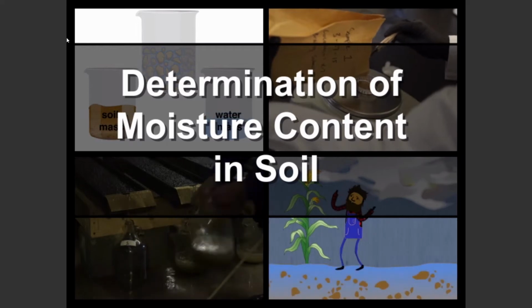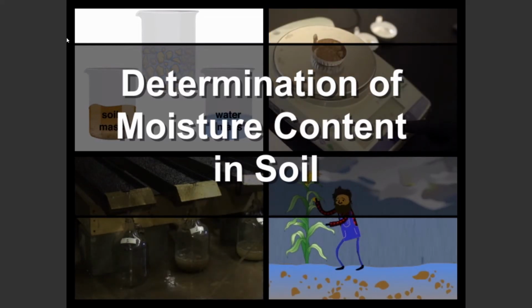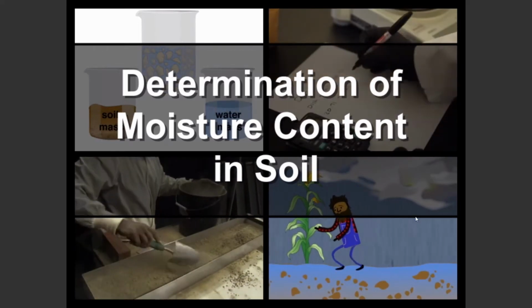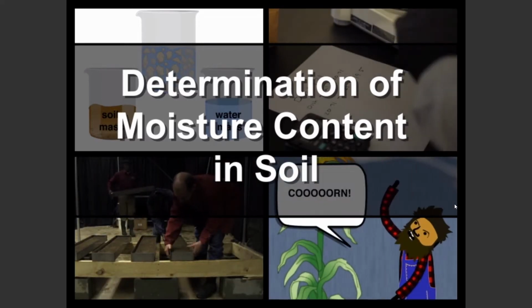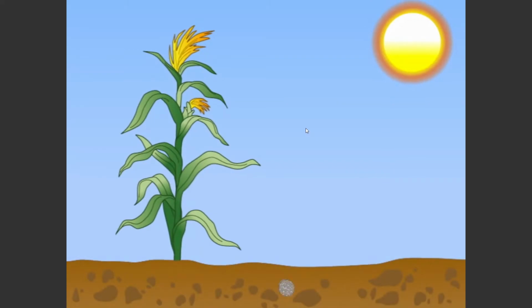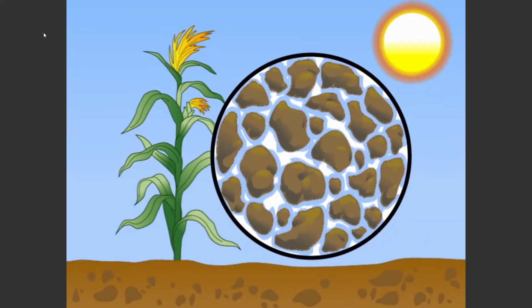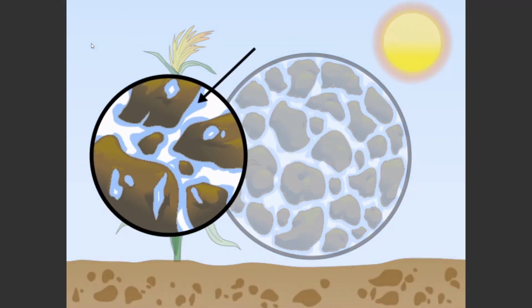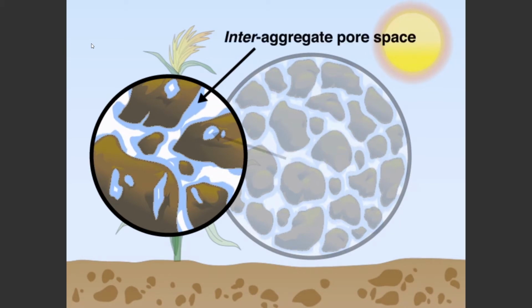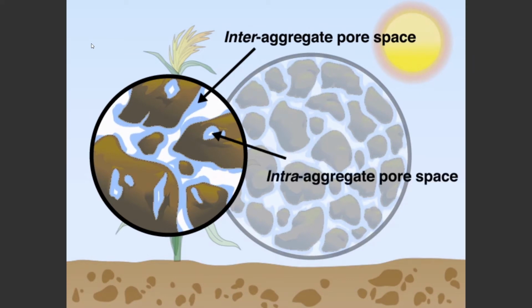of biological and ecological processes and is used in applications such as farming, erosion prevention, flood control, and drought prediction. Soils typically contain a finite amount of water, which can be expressed as the soil moisture content. Moisture exists in soil within the pore spaces between soil aggregates, called interaggregate pore space, and within pores in the soil aggregates themselves, called intra-aggregate pore space.